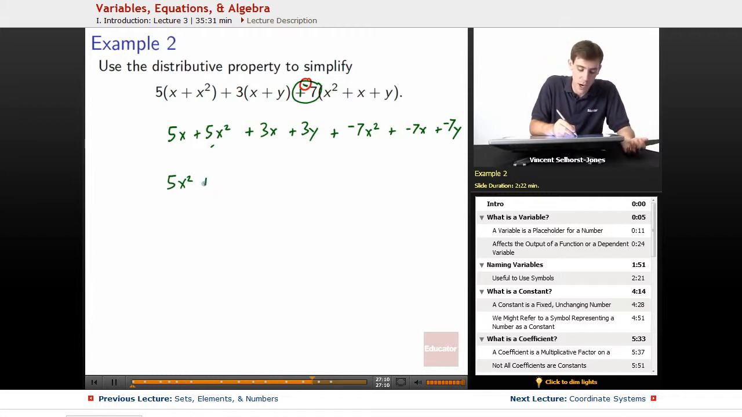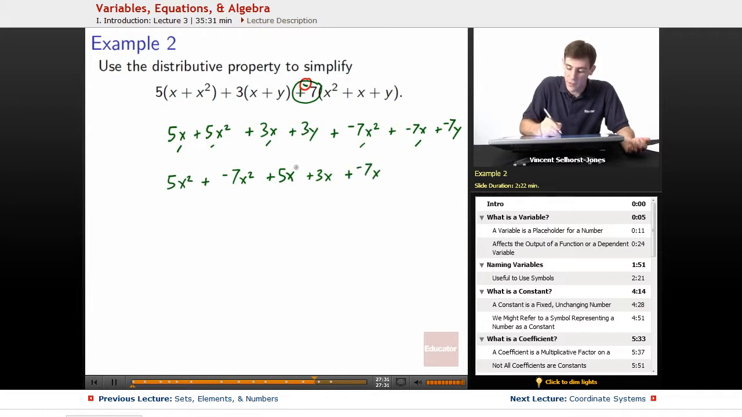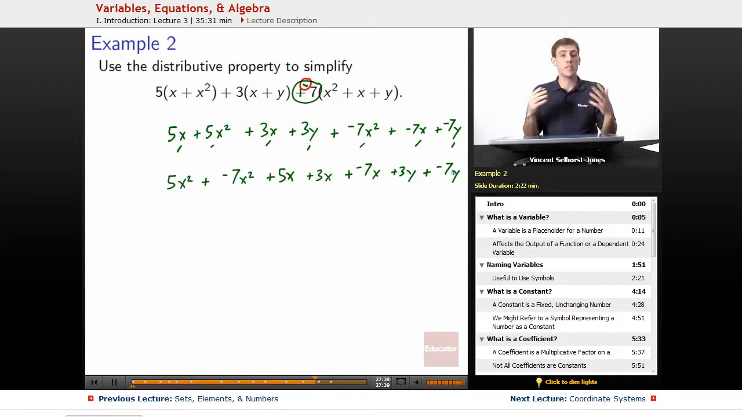So 5x squared plus, what's another thing involving x squared? Minus 7x squared. So minus 7x squared. Plus, what comes next? Looks like we can work on the x's next. So 5x, tick there, plus 3x, tick there, plus minus 7x, plus negative 7x. And then finally, we've got the y's, plus 3y, plus negative 7y. So those tick marks just help us keep track of what we're doing. They're not necessary, but it makes it easier to follow so we don't accidentally make any mistakes.